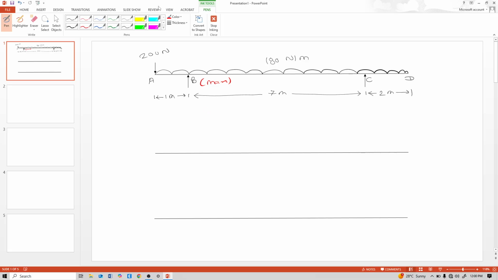Now calculate SFD. This 200 Newton is downward, that's why this is downward. Between A to B there is UDL, so an inclined line. This B is maximum, that's why this goes upward. Straight line, straight. And B to C, it is inclined.